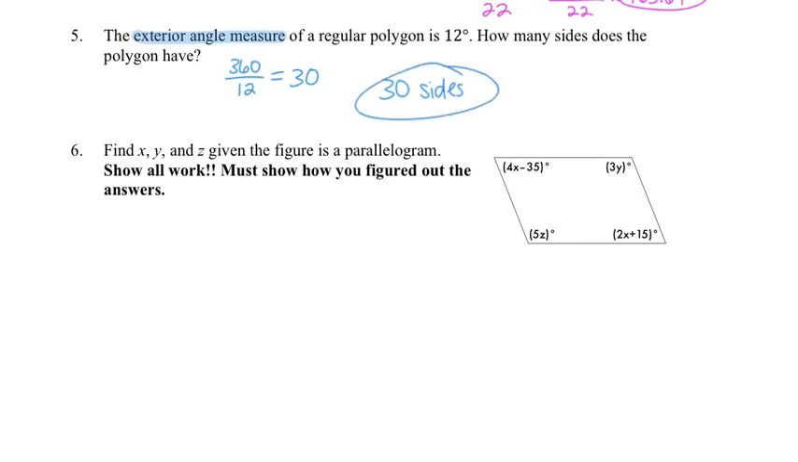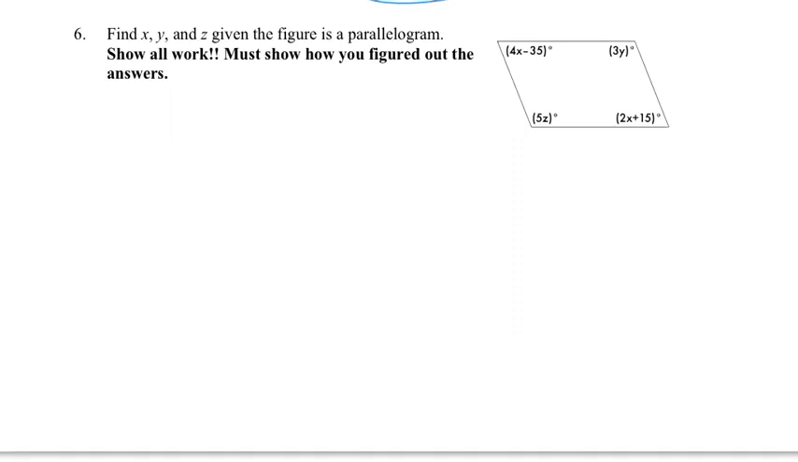All right, number 6, find x, y, and z given the figure is a parallelogram, show all work. So remember, we were given properties of parallelograms, which I know it's a parallelogram because they told me right here. I can't assume. But we know that opposite angles are congruent. So I know that this angle is congruent to this angle. So I know that 4x minus 35 is equal to 2x plus 15.